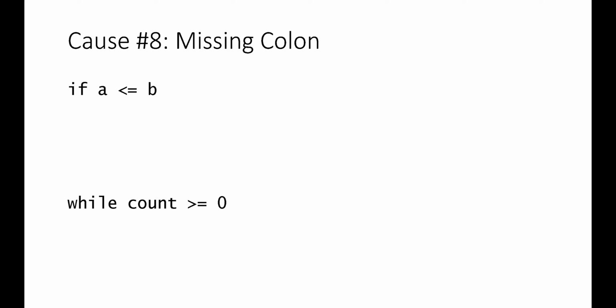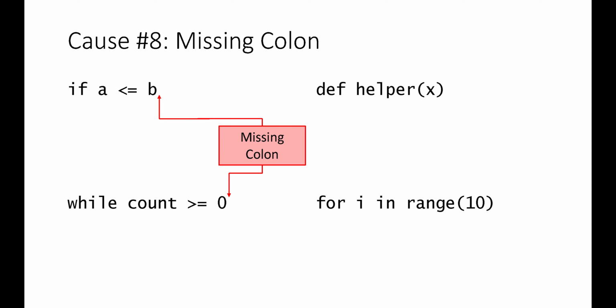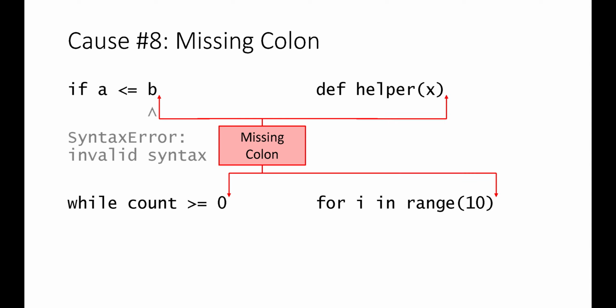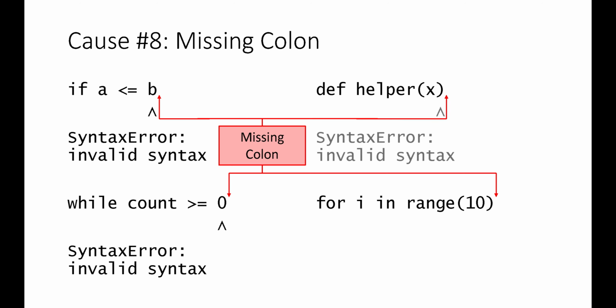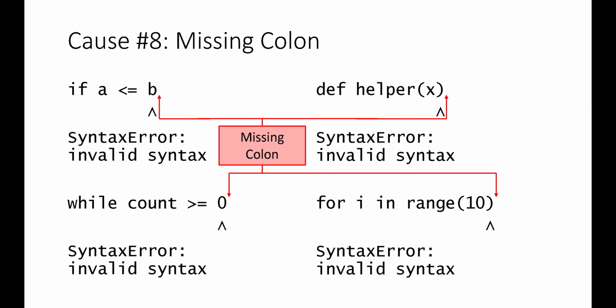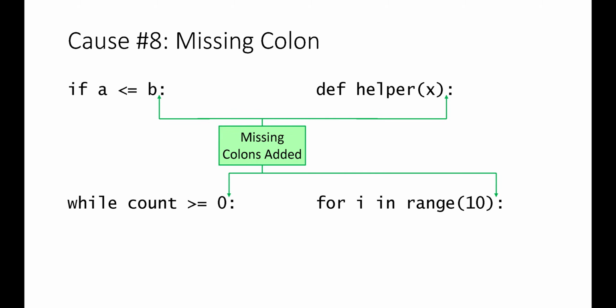Python uses a colon to separate the condition for an if statement and a while loop from the body of the statement or loop. Python also uses a colon to separate the body of a function from its initial definition line and the collection of values used by a for loop from the body of the loop. Omitting the colon in any of these situations is a syntax error. In each case, Python identifies the character immediately ahead of the necessary colon as the location of the error. Adding the missing colon corrects the error.